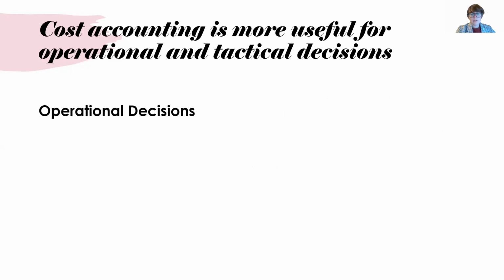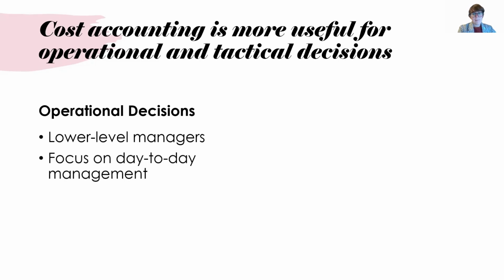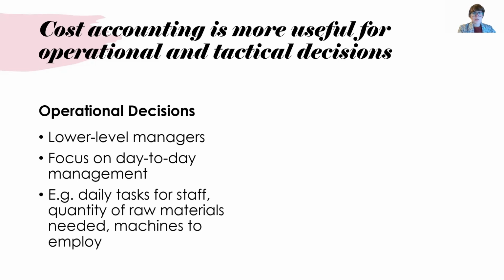So we are going to have a look at what we mean then by operational decisions. These are decisions which will be made by the lower level managers and will focus on the day-to-day management and running of the business. So this could be things like setting your daily tasks for staff, or it could be working out how much raw materials the business needs.